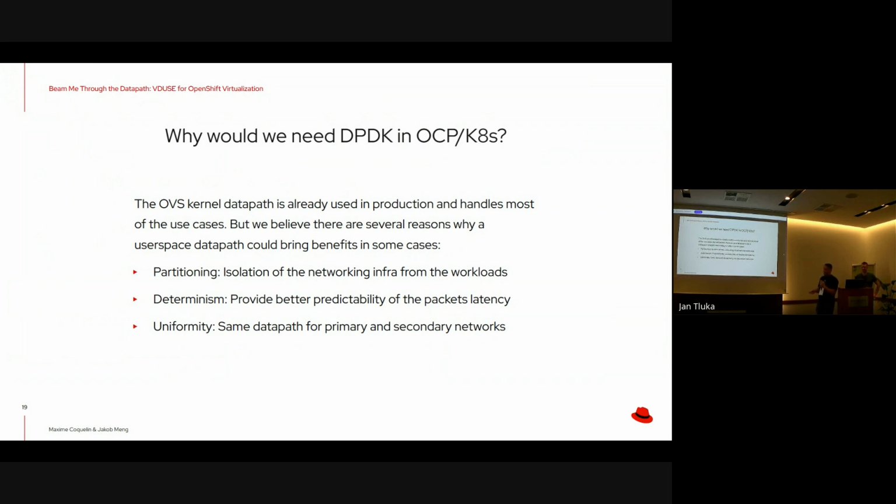OVS kernel is a good fit for a lot of use cases, but sometimes, thinking about telco use cases, for example, we might want to have better partitioning, where we want to isolate the network infrastructure for the workload from the workload itself. We would like also maybe to bring more determinism by providing more predictability of the packet latencies. And also, as Jacob presented, there are solutions like SR-IOV for secondary workloads, but we might want to have a unified data path for both the primary and secondary workloads.